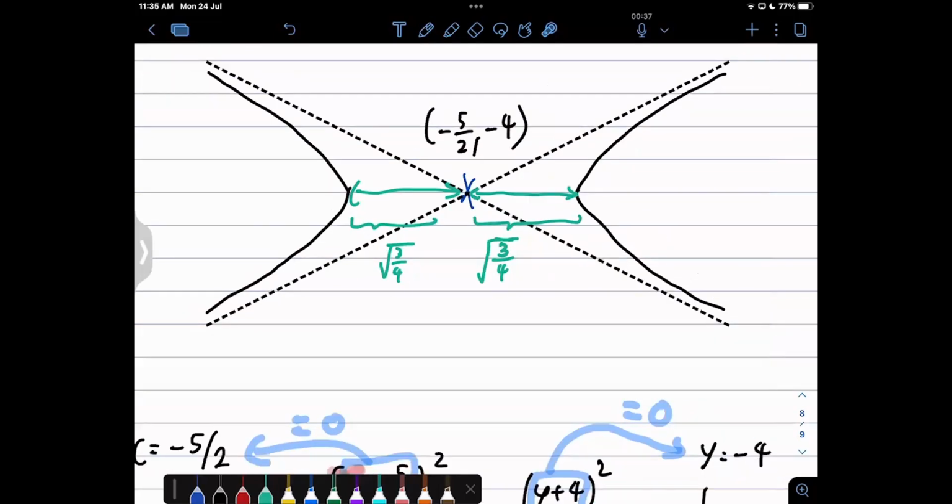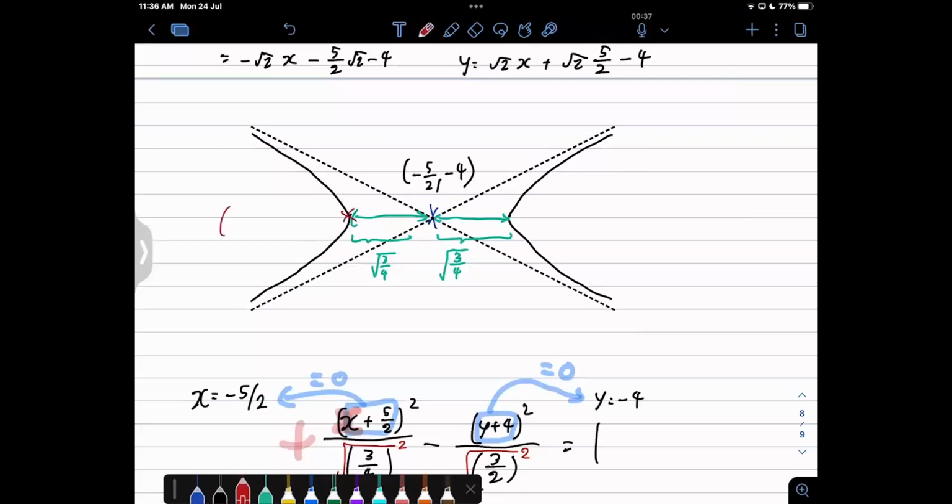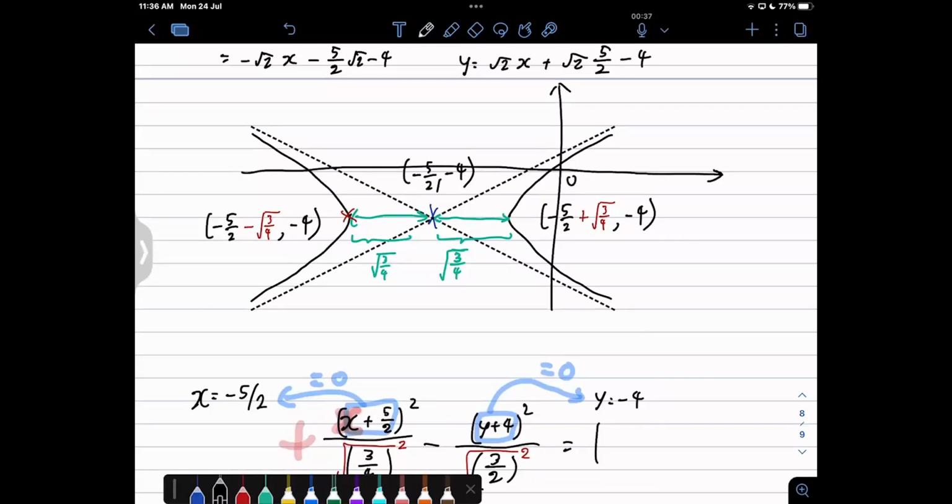Okay, so that means that the two coordinates here will be what? Negative 5/2, negative 4, but you move root 3/4 units to the left. So you minus away root 3/4. For the other guy, it will be plus, instead of a minus, because you move towards the right instead. Okay? Then the X and Y axis, you have to use a graphing software to help you, or just plot a few points and realize the origin is here. Is that okay?